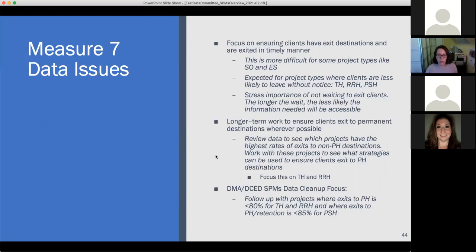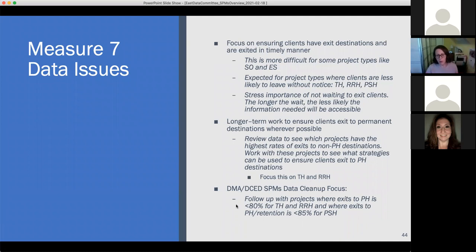And I think we can expect that projects that are working with clients on a longer term basis and providing more case management should have higher rates of exit to permanent housing destinations. So that would really be our TH and our rapid, and also our PSH, obviously, but those are the ones where I think we could work more to look and see if we see any projects that aren't exiting folks to permanent destinations, and then figure out what could be done to improve that.